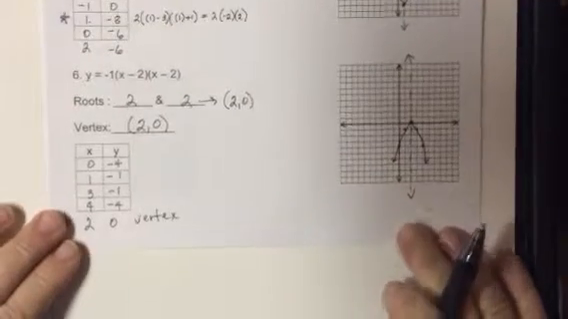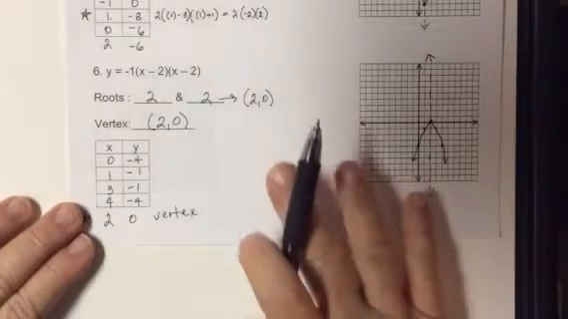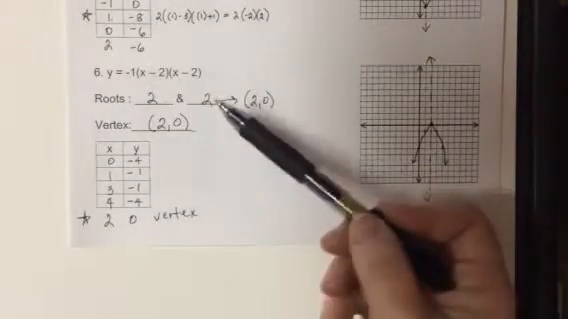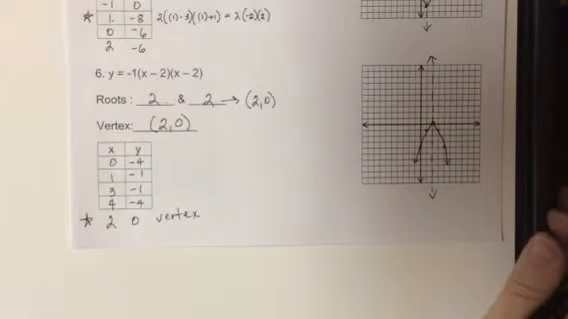There we go. That's a pretty good representation. So check your work to see that you agree. And again, this is the root form where we use the roots to begin the graphing and then to find the vertex.